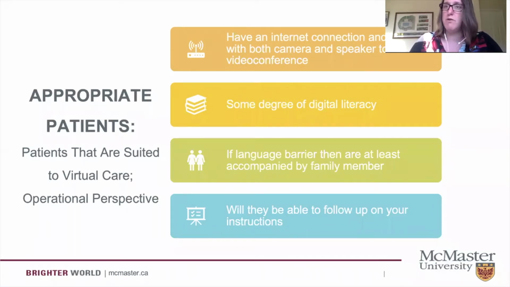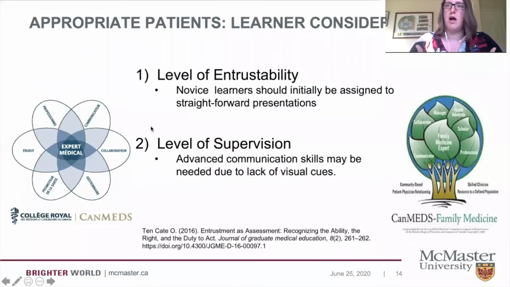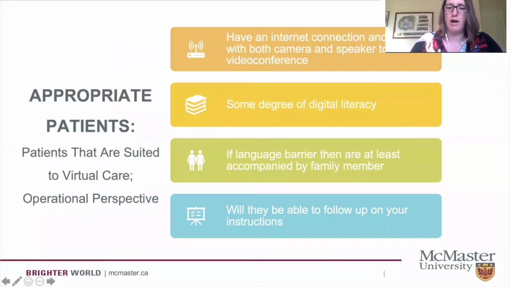You need some degree of digital literacy. You're going to need someone who can help if there are language barriers, either a facilitator or a family member for the patients. And an ability to understand instructions, because communication is different in the virtual world. We've all had Zoom meetings and you're exhausted at the end of the day, and it's because some of the cues that we're used to picking up on, those body language cues that help us facilitate the day, may not be as able to be picked up through the virtual world.